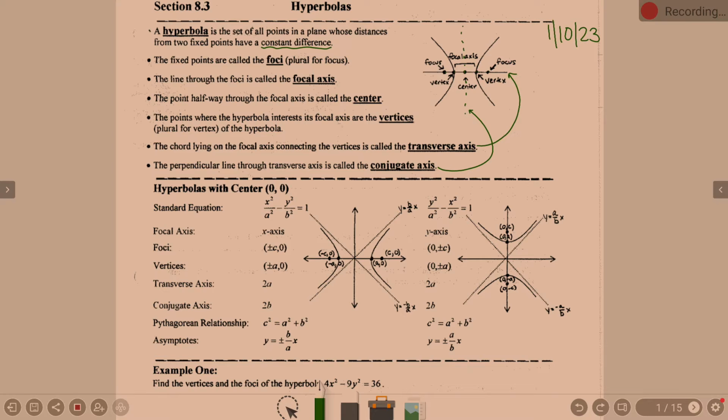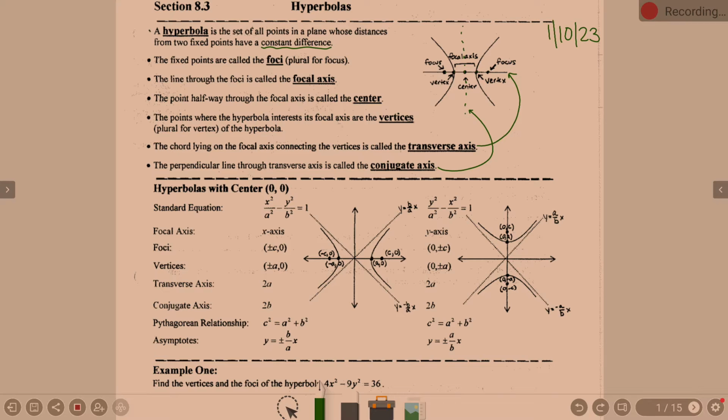If you can remember, the ellipses had a plus in their equation, but the Pythagorean relationship had a minus in it. Well, now it's flip-flopped the other way. The hyperbola has a minus in the standard form equation, but the Pythagorean relationship has a plus in there. And then we have one other thing we have to add in today, and that is asymptotes.